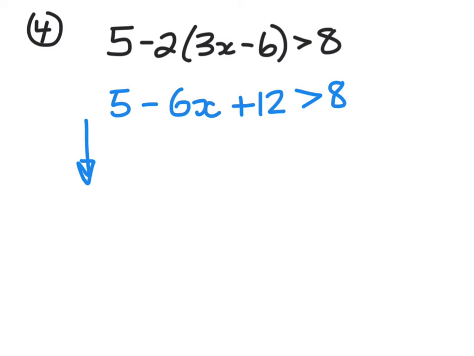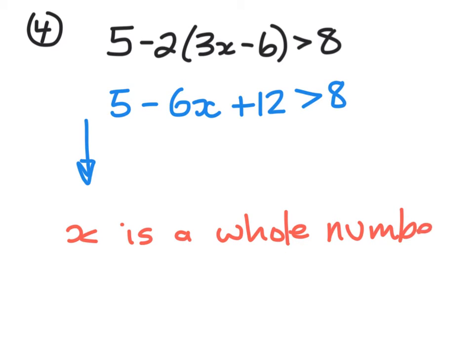Two things you need to look out for. First of all, you've got negative x's, so that's going to do something to the sign here at the end. And then in the question, it said that x is a whole number. So once you get your answer, you need to look at your answer and see what the whole numbers are which satisfy the condition.